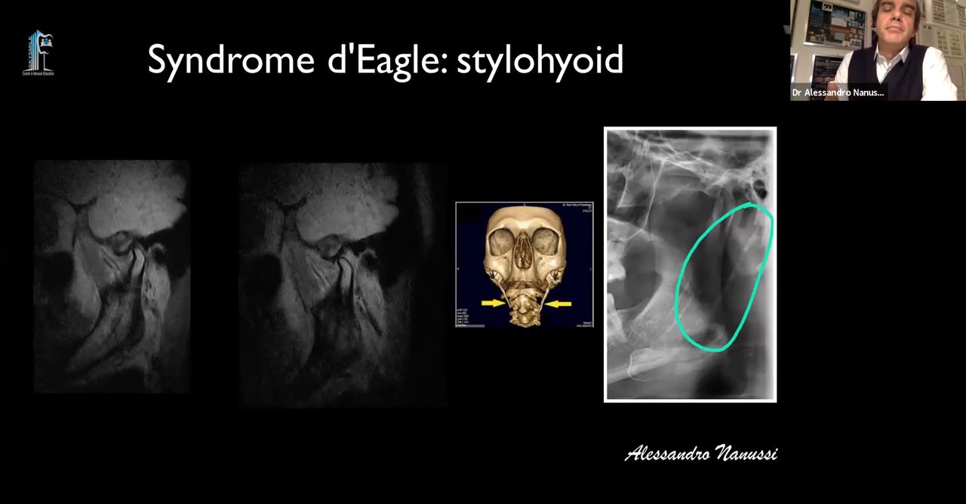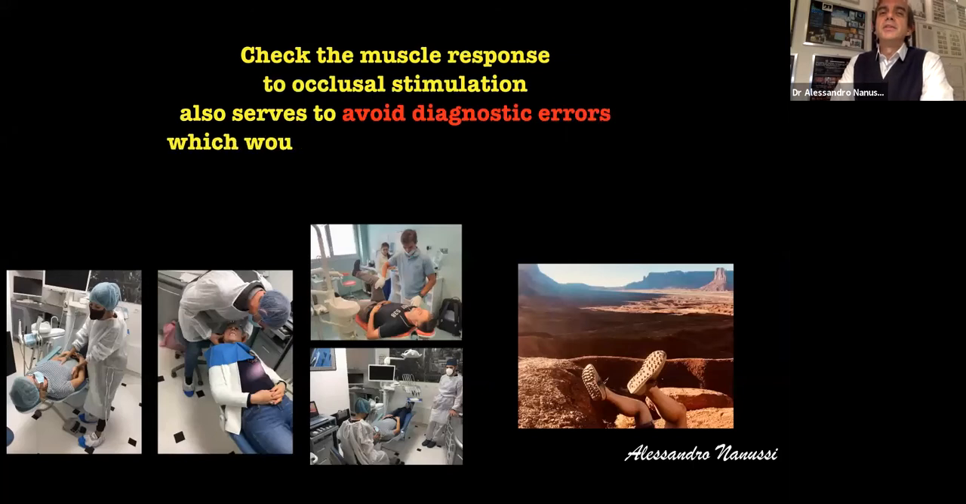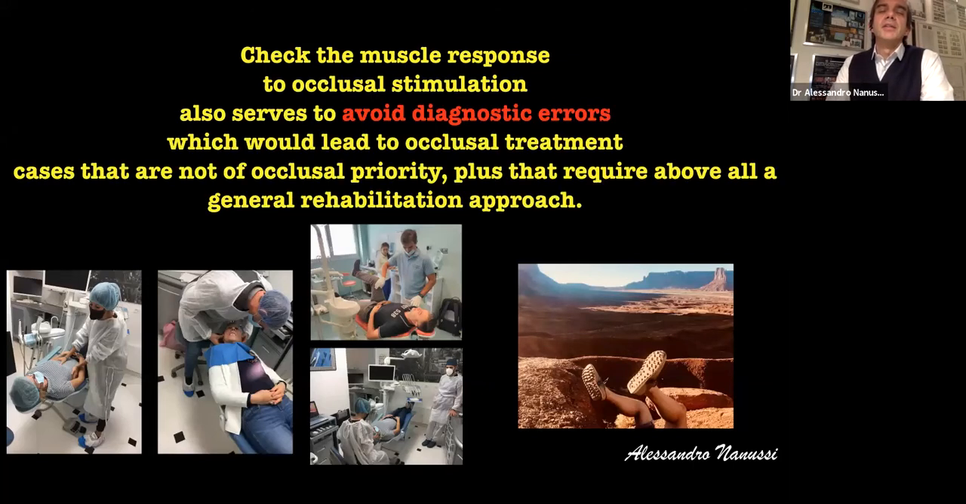If I had put a splint on her, it would have been a mistake. The problem would not be improved. She needs surgery. So thank you to Titan for helping me avoid a mistake, because the Titan exam showed me that this patient doesn't need an occlusal approach. She needs general rehabilitation, surgery, other treatment.